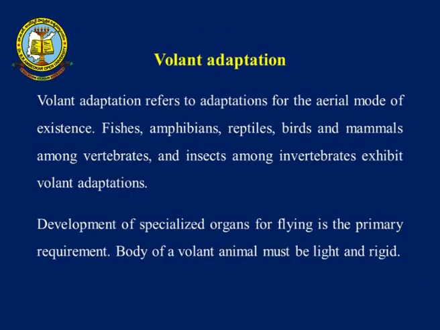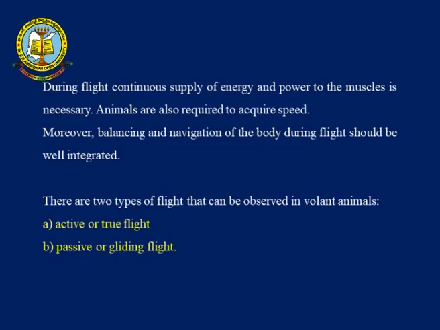Volant adaptations. Volant adaptation refers to adaptation for the aerial mode of existence. Fishes, amphibians, reptiles, birds and mammals among vertebrates and insects among invertebrates exhibit volant adaptations. The development of specialized organs for flying is a primary requirement. The body of a volant animal must be light and rigid, and during flight, a continuous supply of energy and power to the muscles is necessary. Animals are also required to acquire speed. Moreover, balancing and navigation of the body during flight should be well integrated.